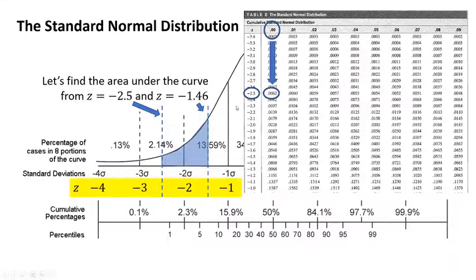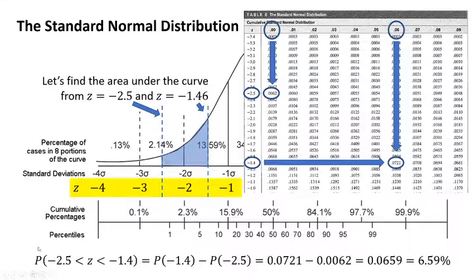-2.5, that's our first location right here. -2.50 has a value of 0.0062. So it's actually substantially less than 1%. So that's where that is right here. And then if we take a look at this other one, it's -1.46, so that's 0.0721. So yeah, it's about 7%, a little bit more than that. But this is the number, and this is the number. These are the two numbers I'm going to be subtracting in order to get my real answer.